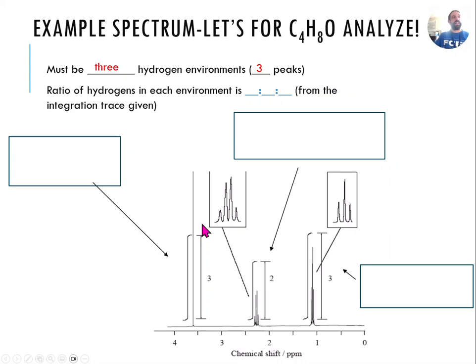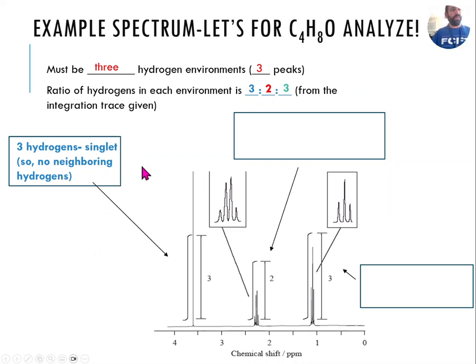So I know automatically that this molecule must have 3 hydrogen environments because we see 3 peaks in the spectrum. The ratio of hydrogens in each environment will be 3 to 2 to 3. The integration trace gives us that information. So let's look at each peak individually. This first peak over to the left is a singlet. There are 3 hydrogens in it. The integration trace tells me that, and the fact that it's a singlet tells me that next to that environment is an atom that does not have hydrogen atoms bonded to it.